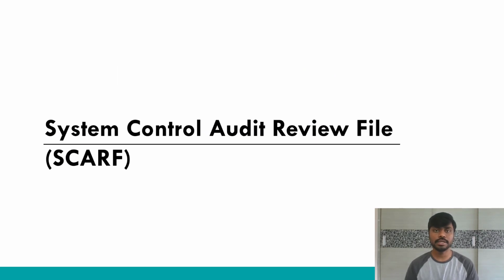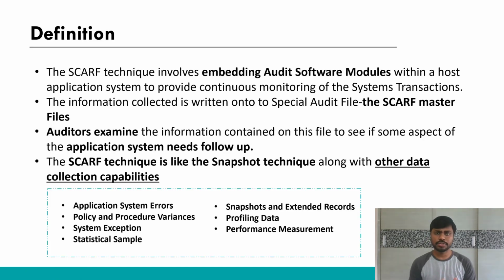Now let's move on to the SCARF, System Control Audit Review. This technique is almost similar to the snapshot technique, but I can say it is a little bit enhanced or advanced compared to the snapshot technique. The functionality is more or less the same, but the major difference is that instead of taking images at specific points, in the SCARF technique you take the entire transaction process flow and put it in a separate record. At a later point of time, the auditor has to review the entire transaction flow to see if there are any issues in the transaction. This is also one of the drawbacks of SCARF.